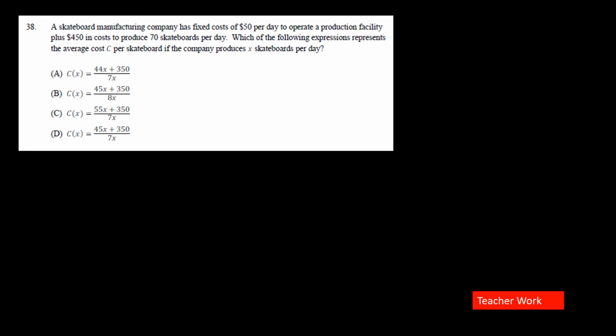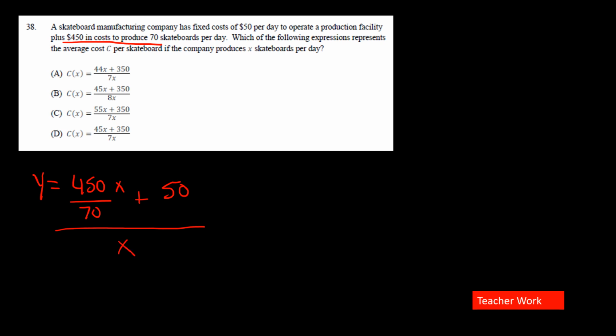So typically the way we'd see this is we'd see it as like Y equals, they give us this rate, which is kind of like our slope. It'd be 450x over 70 plus a constant of $50 a day. But they want to know how much this is per skateboard. So really what's happening is we would take this equation and we'd have to divide it all by X.